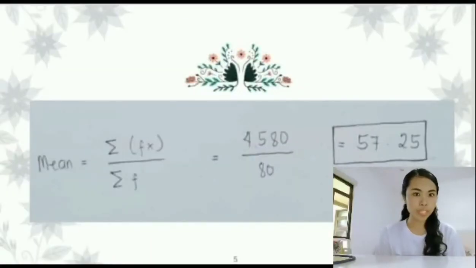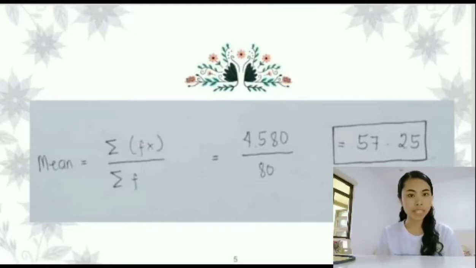Now we can proceed to the formula of the mean. Mean equals the summation of fx divided by the summation of f. So the summation of fx is equal to 4,580 divided by the summation of f, that is equal to 80. So 4,580 divided by 80 equals 57.25. So that would be all in my part.